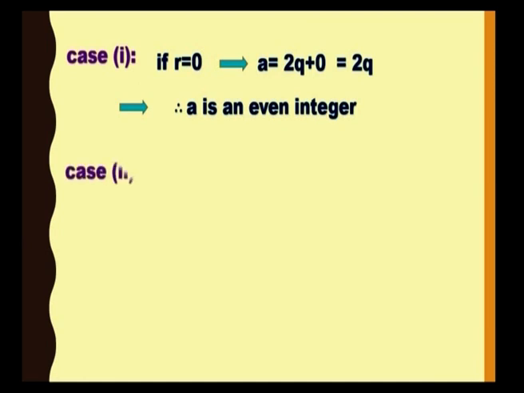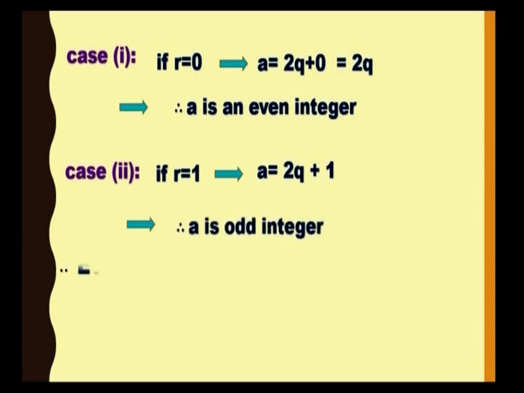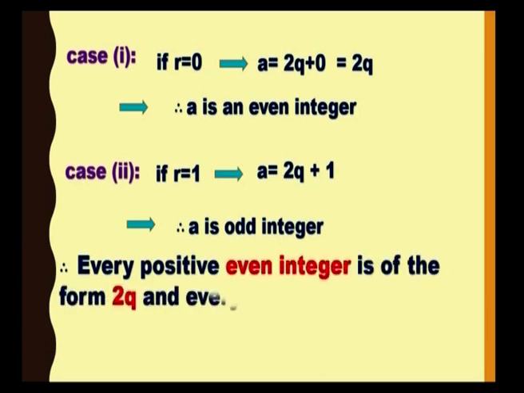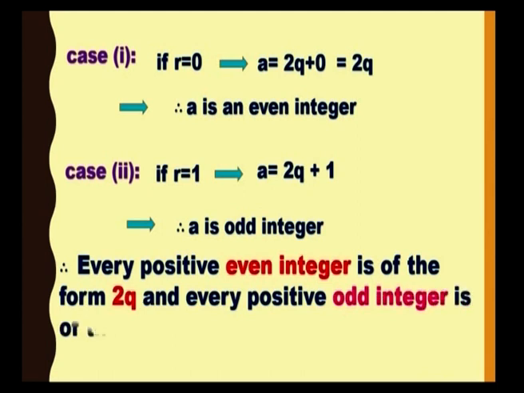Let us take case 2. If r is equal to 1, I can write a equal to 2q plus 1. Here 2q is an even number, and if I add 1, it will definitely become an odd integer. Therefore, I can conclude that a is an odd integer. With this I can conclude that every positive even integer is of the form 2q and every positive odd integer is of the form 2q plus 1.